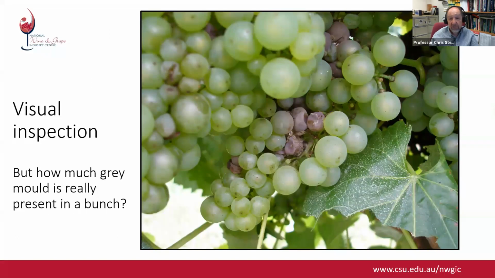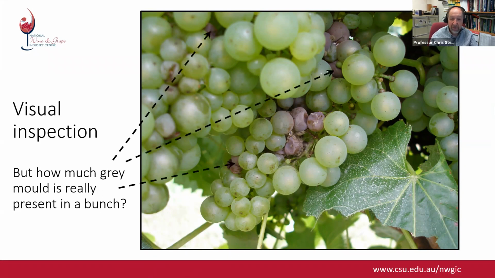Now the issue with botrytis, we've got this bunch here on this slide. This is a Chardonnay bunch, and you look around this bunch, you can see it's probably quite a dense canopy. We can see some shading there, some tightly packed clusters and berry splitting. The question is, how much is really there? And if you didn't look at that angle, would you actually pick up there's botrytis there?